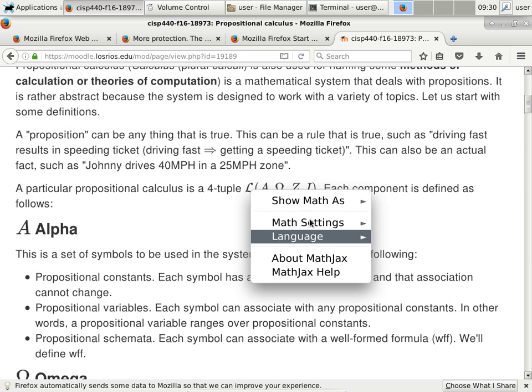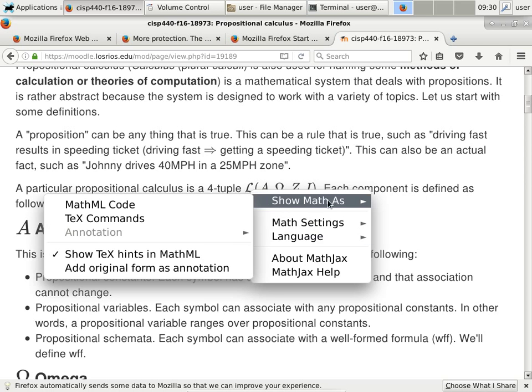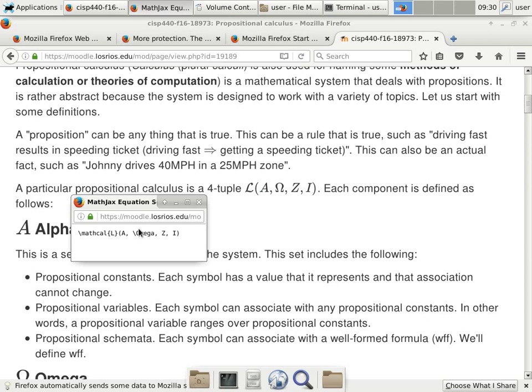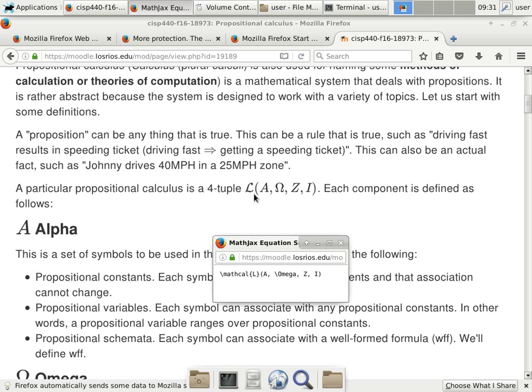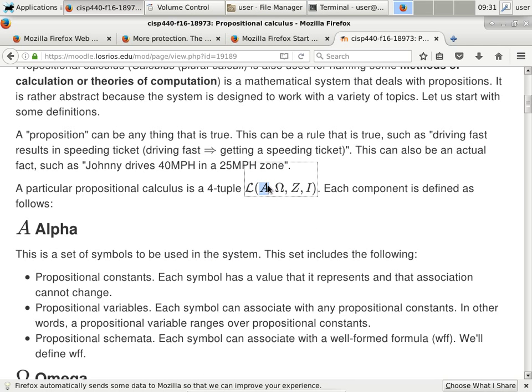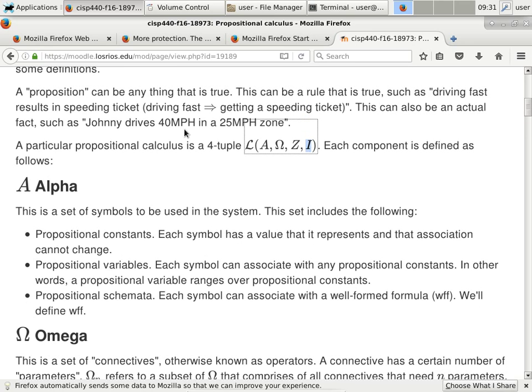Let me look at the, I have to find out what is the actual pronunciation. So this is just L. The propositional calculus system has four components. The first component is alpha. This is not A, this is the actual alpha. It has omega, it has zeta, and then it has iota, I think. Yeah, this is iota. So it has four different sets as individual components of a propositional calculus system. So there are these four components.